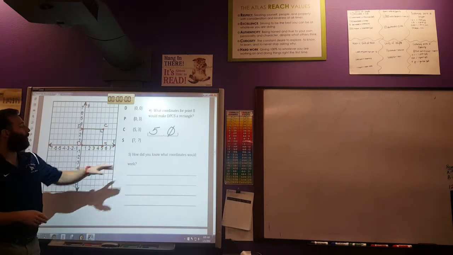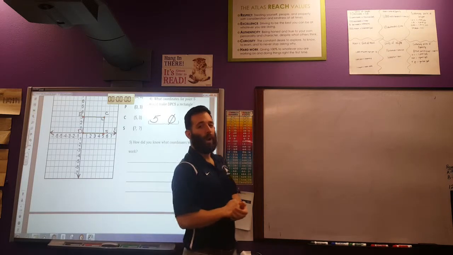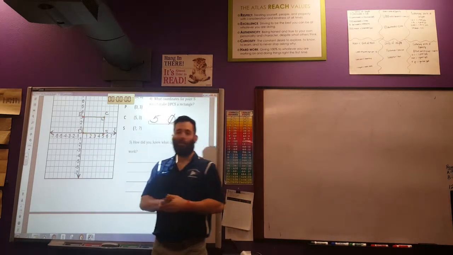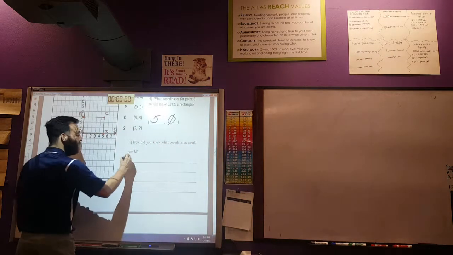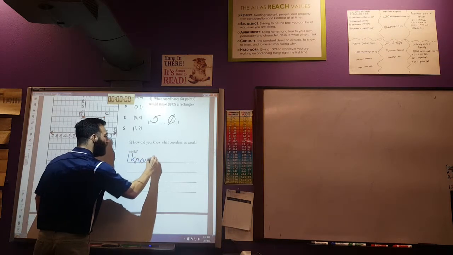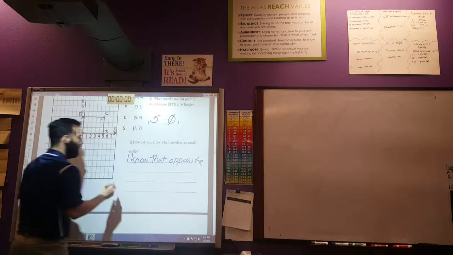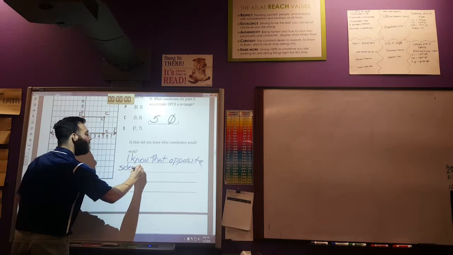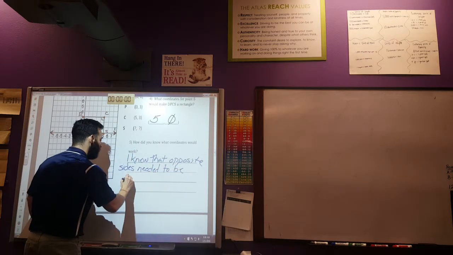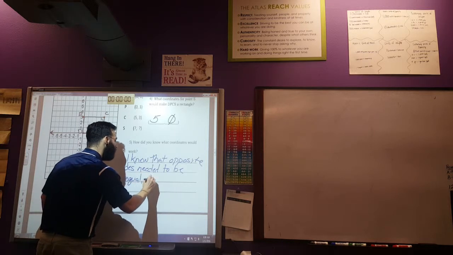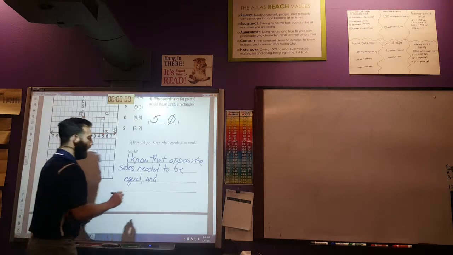Now, how did I know what coordinates would work? Well, I knew that I needed 4 90-degree angles, and I also needed opposite lengths to be equal. So I knew that opposite sides needed to be equal, and I needed 1, 2, 3, 4 right angles.